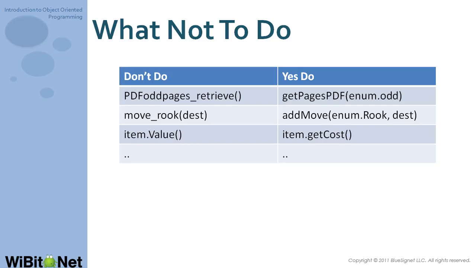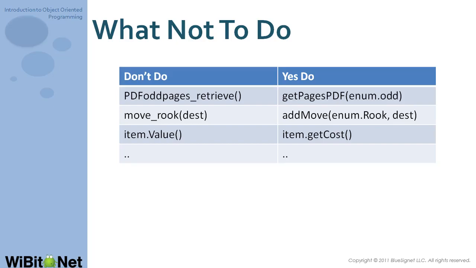A better one would be get pages PDF. And then we pass it some enumerated value like odd, so now we just want the odd pages. And if we don't pass it a value, it gets all the pages. Or it can be overloaded so that you can pass an integer for a certain page or an array of pages. Or maybe a string that lets you do 1-4, so it's pages 1 through 4.